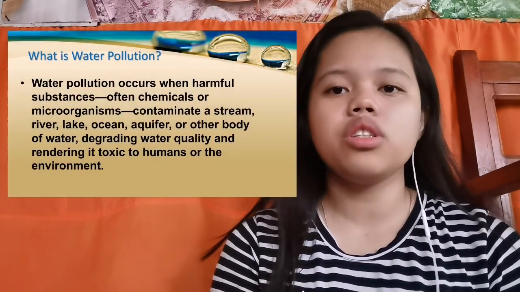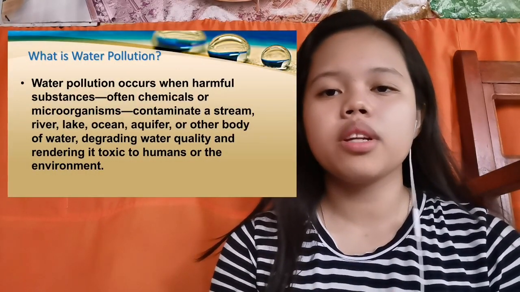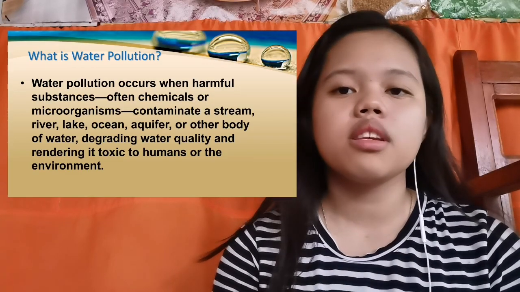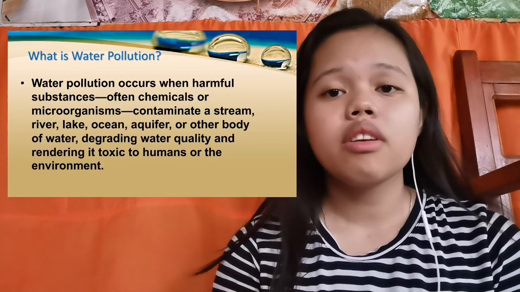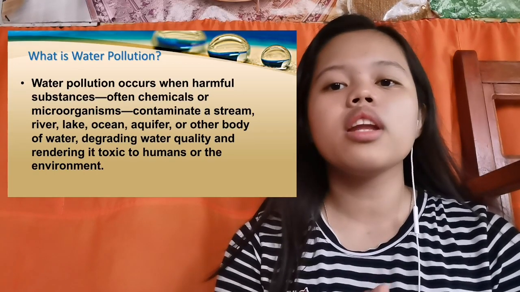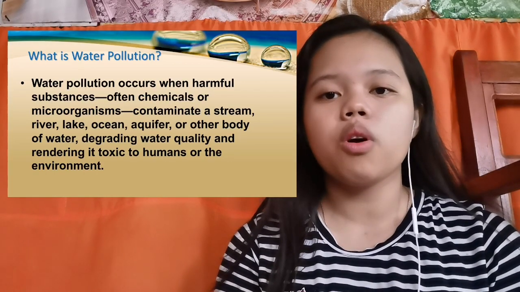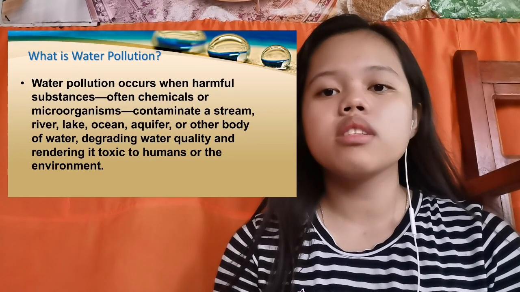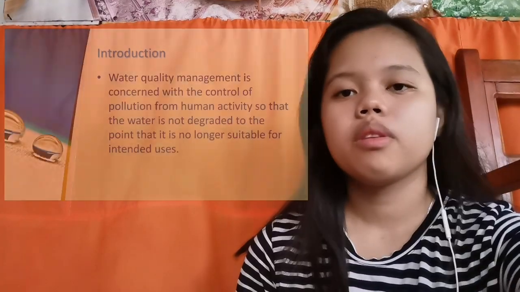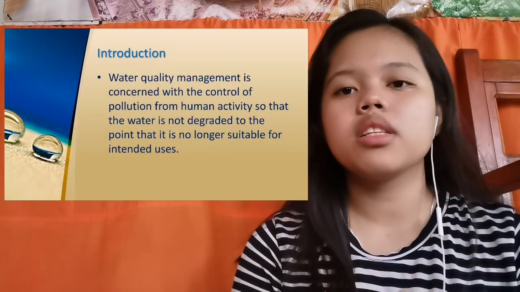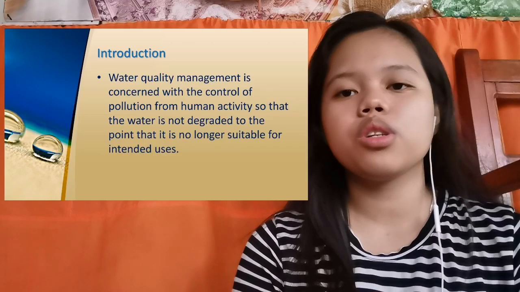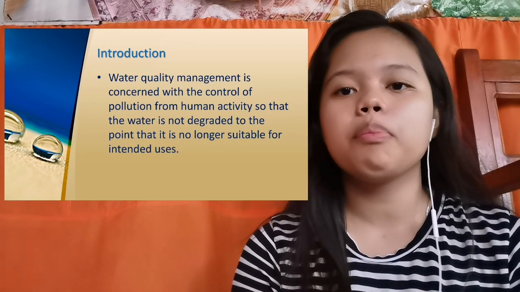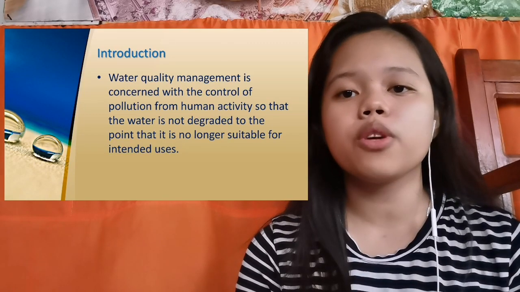What is water pollution? Water pollution occurs when harmful substances, often chemicals or microorganisms, contaminate a stream, river, lake, ocean, aquifer, or other bodies of water, degrading water quality and rendering it toxic to humans or the environment. Water quality management is concerned with the control of pollution from human activity so that the water is not degraded to the point that it is no longer suitable for intended uses.